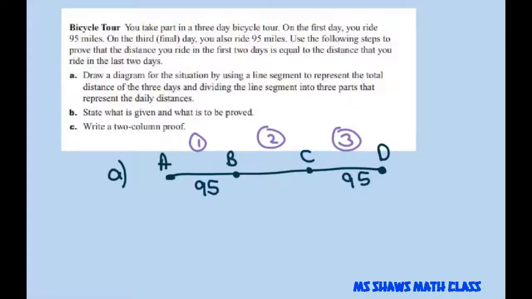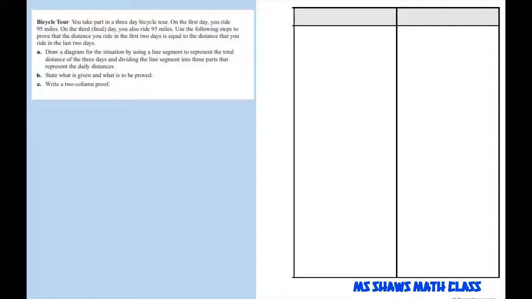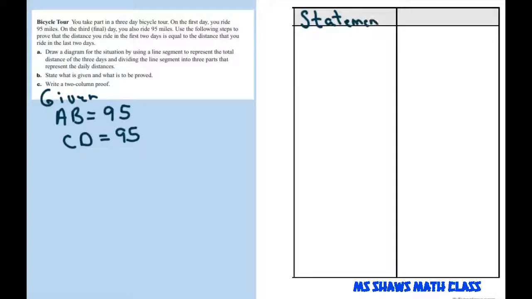All right. Now we have to state what is given and what is to be proved and write a 2-column proof. So let's do that. What is given is that AB equals 95, that's miles, and that CD equals 95. So this is what is given. Just write it here. This is your statement, and this is your reason. So I'm just going to start the column proof. What's given is that AB equals 95 and CD equals 95, and that's given.